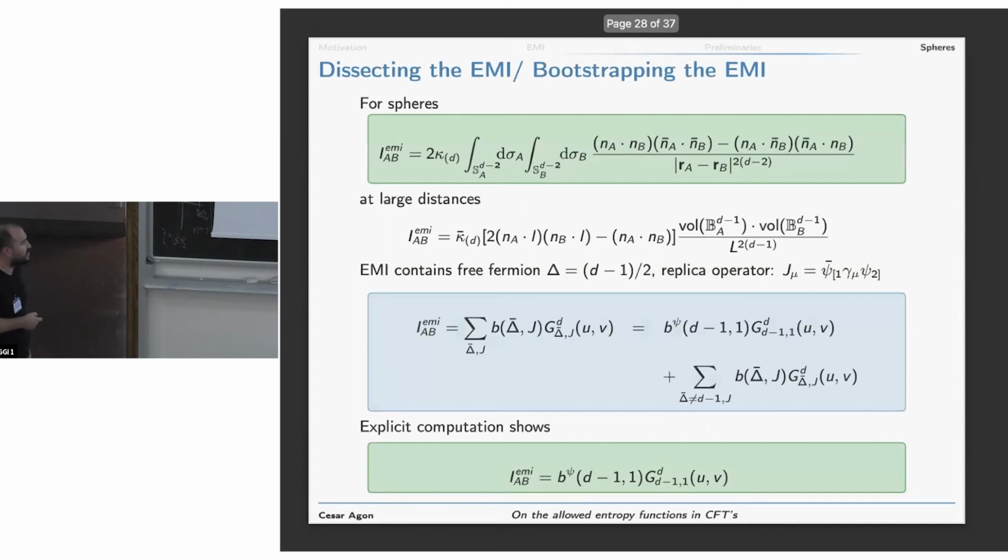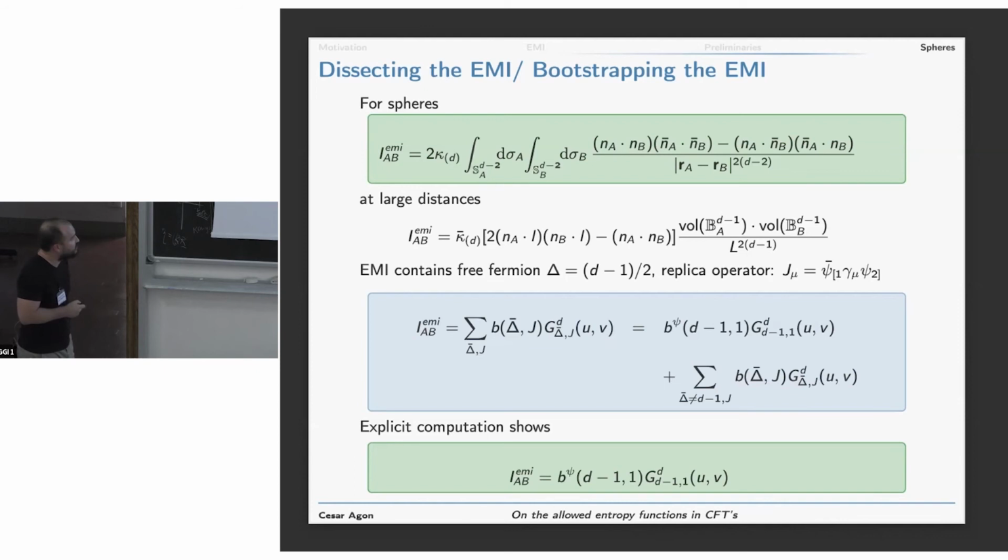And that's why we come back to the type of arguments that I was describing to you that involve the spheres. For that, I'm going to use the formula that I wrote before to try to understand what are the operators that are actually making the EMI, at least for the case of the spheres, because the spheres don't have this problem of the modular flow. So this is just the formula of the EMI in the case of the spheres.